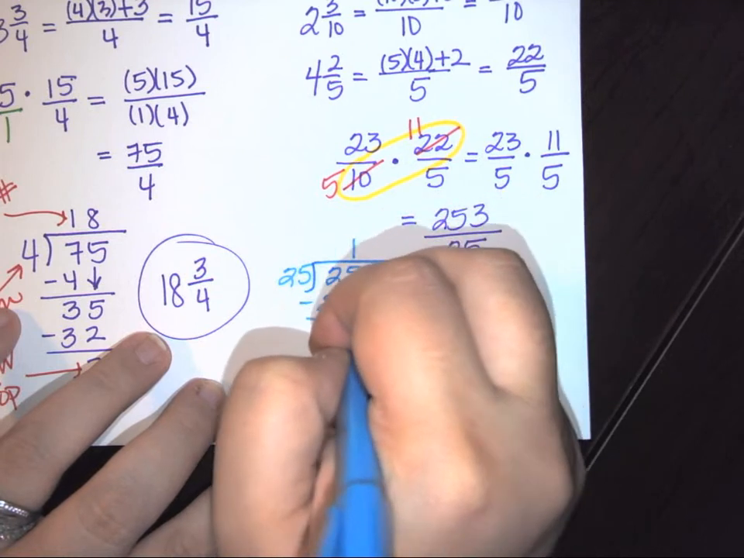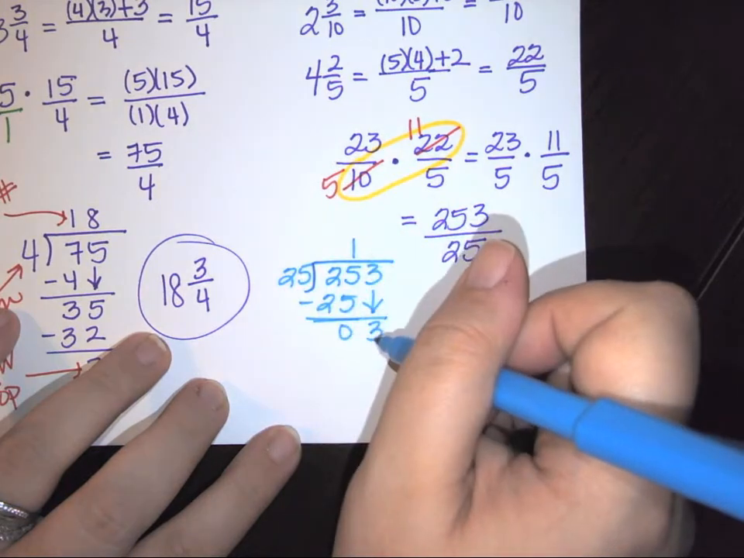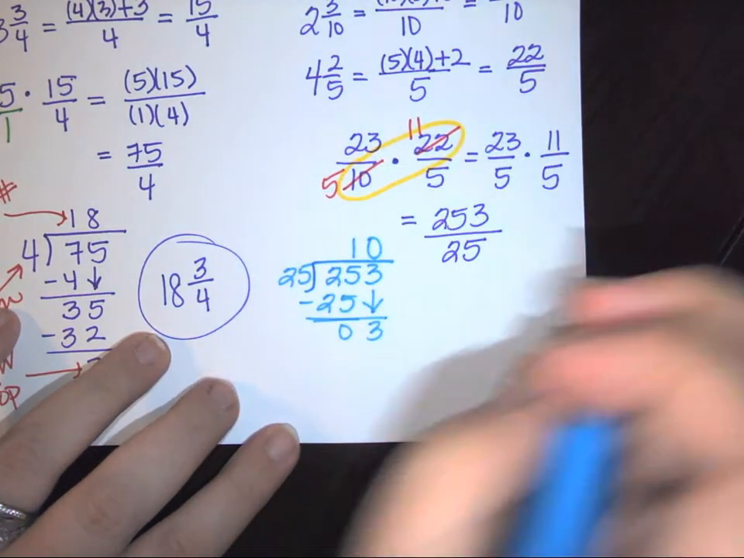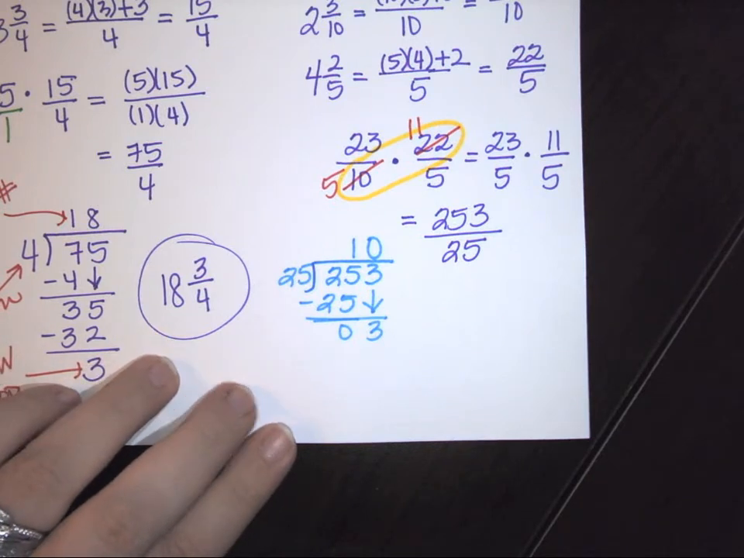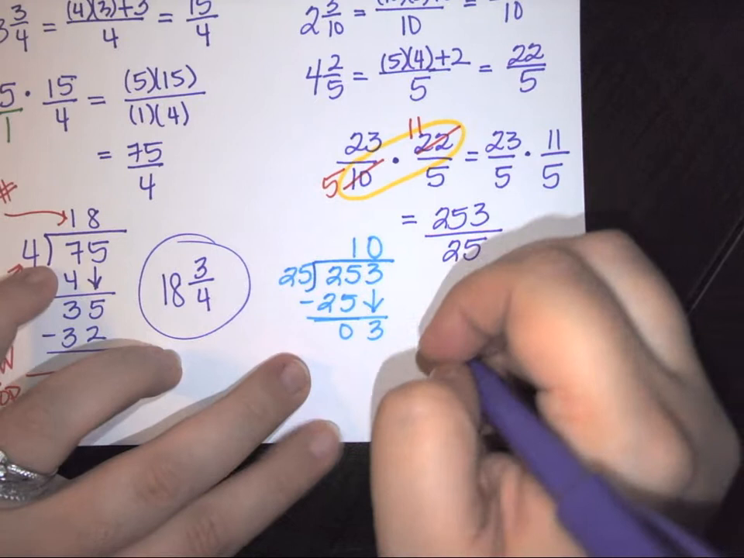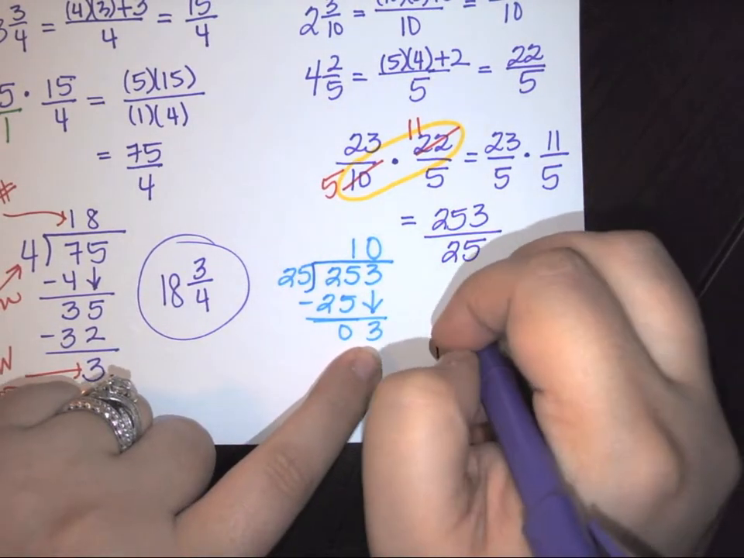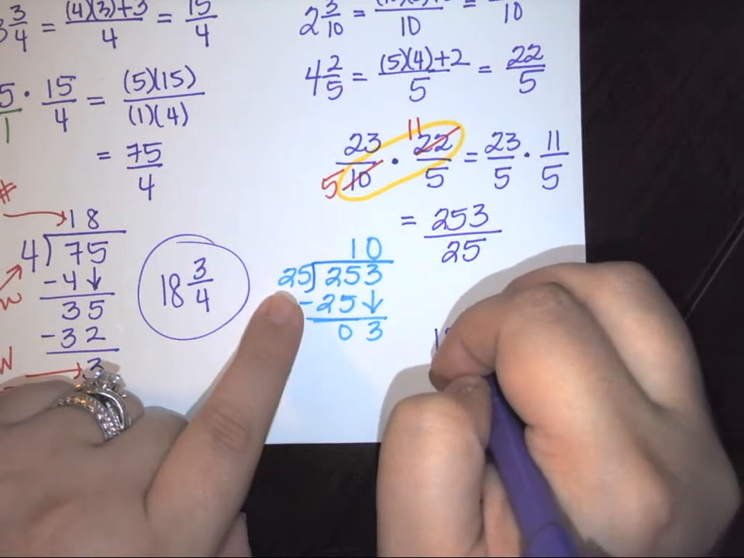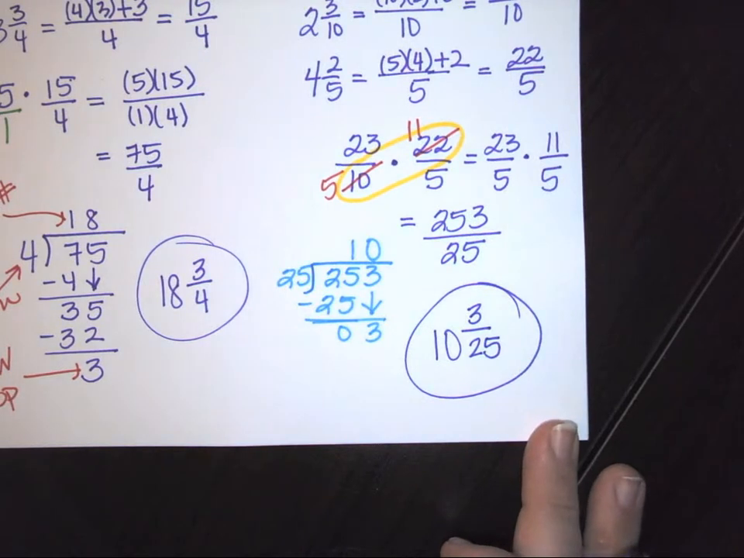Bring down my 3. How many times does 25 go into 3? It doesn't. So this is a 0. Again, we now have a new big number, which is 10. My new top is going to be my remainder, so this is 3 over 25. And that would be my new result. Okay?